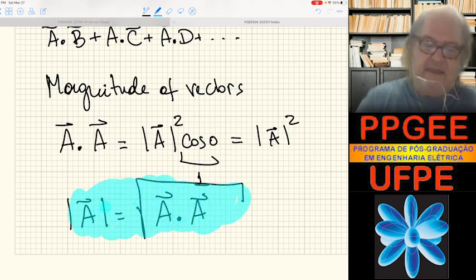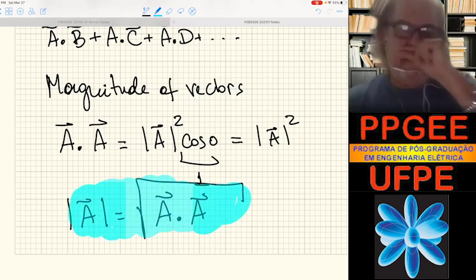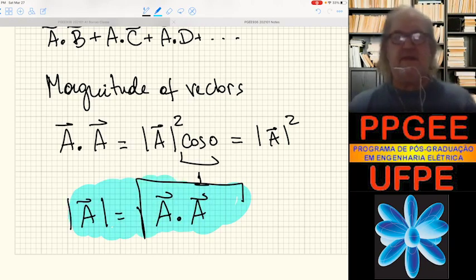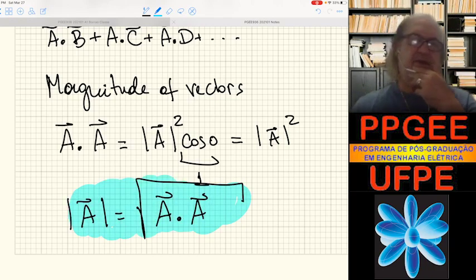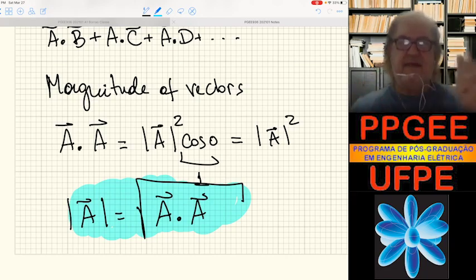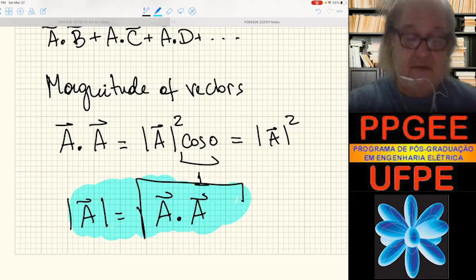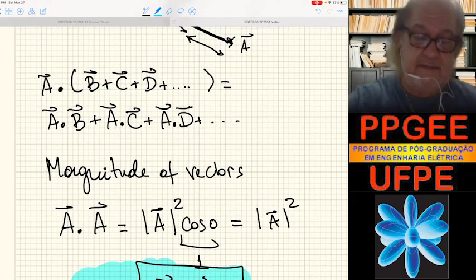For instance, in 3D space, you can calculate distances using this concept. The magnitude of the difference between two vectors will give a distance. Okay, so that's just a parenthesis. Let's close it because we were talking about the vector product. Let's go back to it.